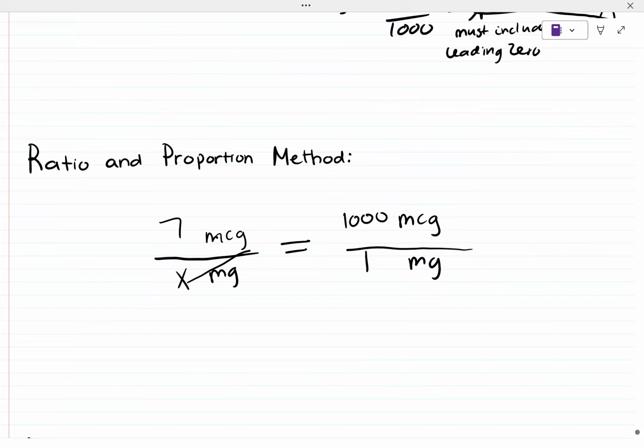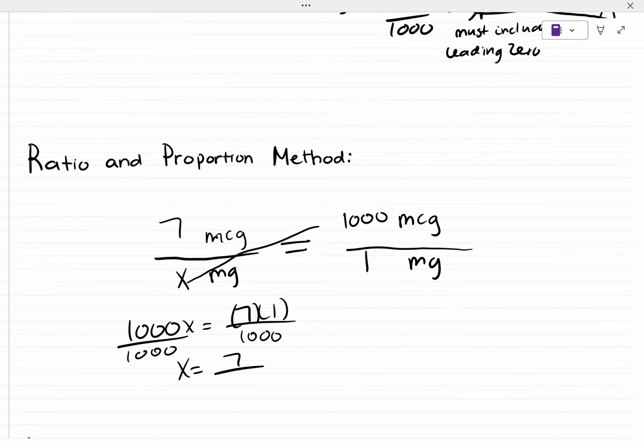Okay, go ahead and cross multiply. So that's going to be x times 1,000 is 1,000x, and then 7 times 1 is 7. Okay, solve for x. You're going to divide this by 1,000. You get 7 over 1,000, and you get 0.007.